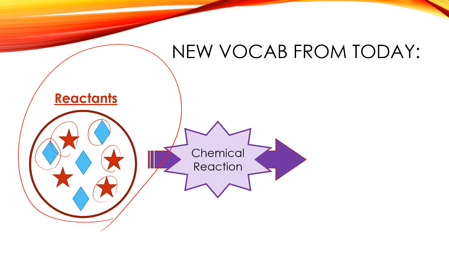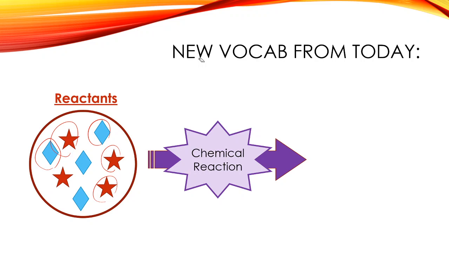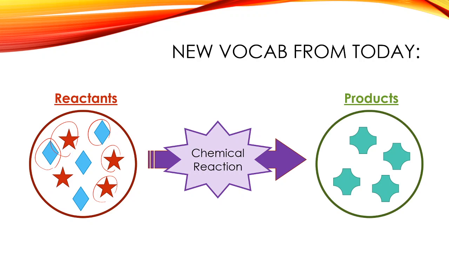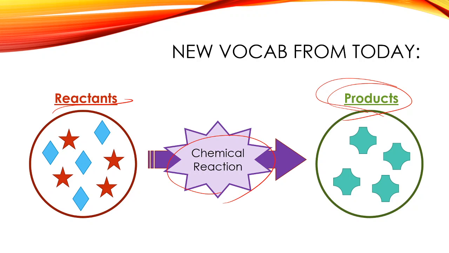Then we go through this crazy process called the chemical reaction, where particles are rearranging and recombining to make something new, and we end up with products. So we'll say over here that all these particles that we had over here combined and formed these new kind of particles to make a new substance like cake or something like that. And what we've ended up with are products, right? So you always start with reactants, go through a chemical reaction, and end up with products.